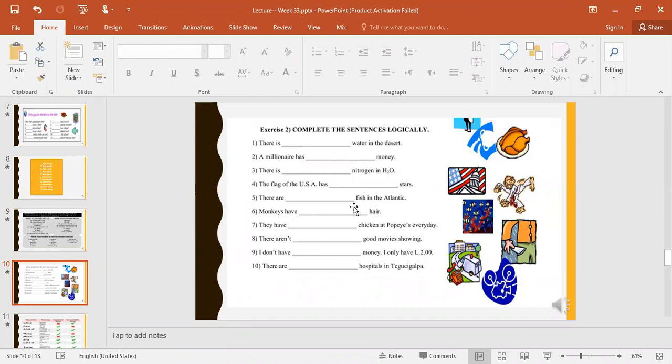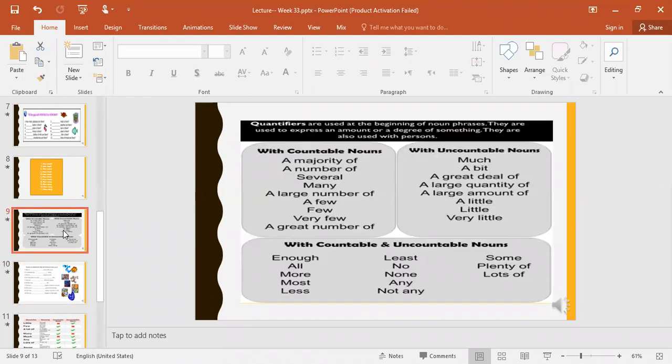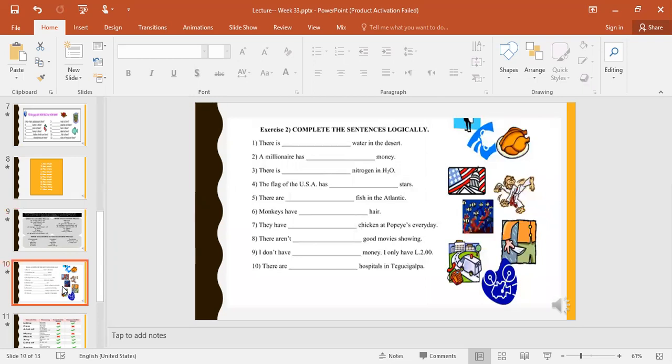There is nitrogen in H2O. I don't know if you know this, but in H2O there is nitrogen, but a very little amount. Okay? So this is uncountable, of course. There is a little nitrogen or a bit of nitrogen or very, very little nitrogen in H2O, based on our prior knowledge.